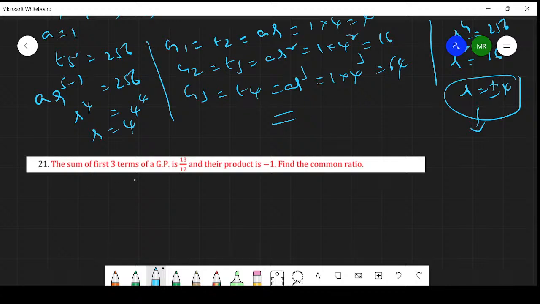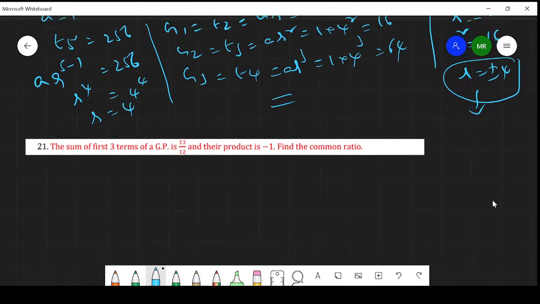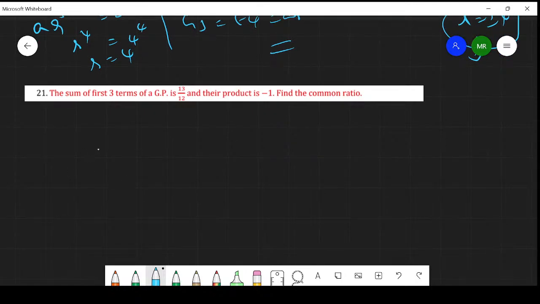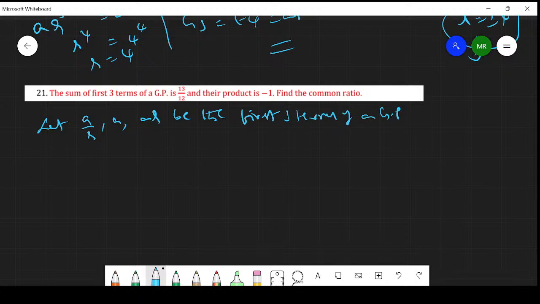Next, the sum of first 3 terms of a GP is 13 by 12 and their product is minus 1. Find the common ratio. Sum of first 3 terms of a GP 13 by 12, their product is minus 1. When they are given like this, I can consider let A by R, A, AR be the first 3 terms of GP. I have taken these are first 3 terms of a GP.